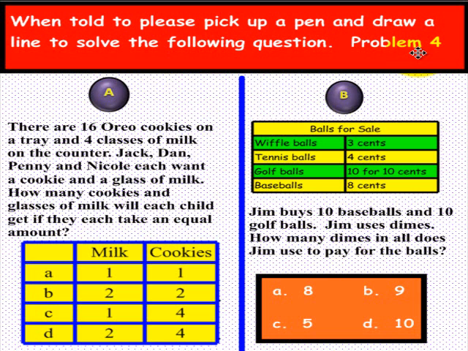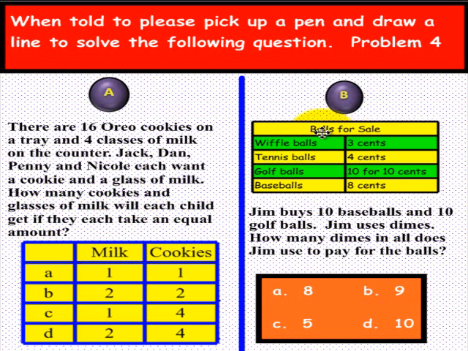Last problem, problem 4, and it's broken down into 2 parts. Let me read the first part to you. There are 16 Oreo cookies on a tray and 4 glasses of milk on the counter. Jack, Dan, Penny, and Nicole each want a cookie and a glass of milk. How many cookies and glasses of milk will each child get if each takes an equal amount? Underline the correct answer below in this table.